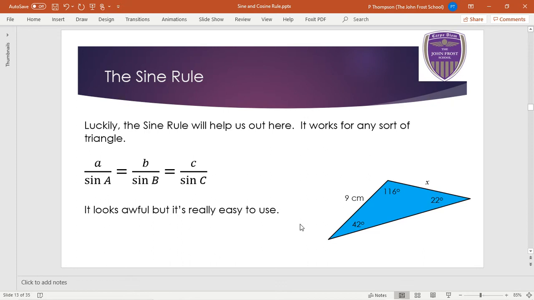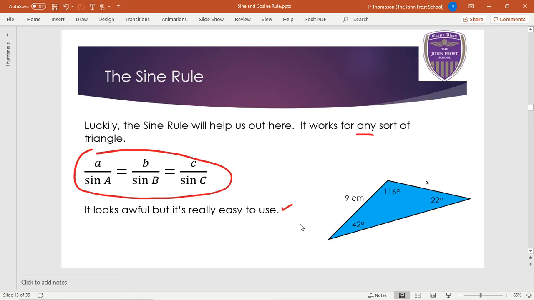So I would pause the video here, okay, and I would write down the important things on this slide. Okay, so the sine rule helps us out for non-right angle triangles because it works for any triangle, any type of triangle, okay, any sort. The rule, the sine rule, is this: a over sine A equals b over sine B, which is c over sine C. It looks awful, this rule, but it's actually really easy to use.